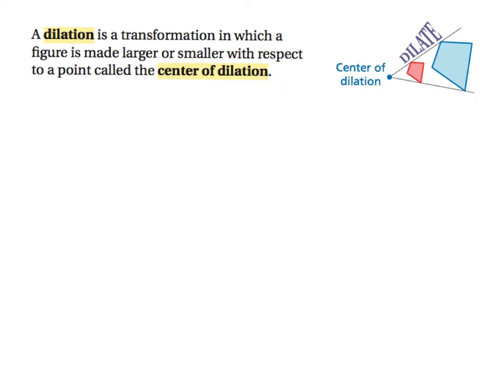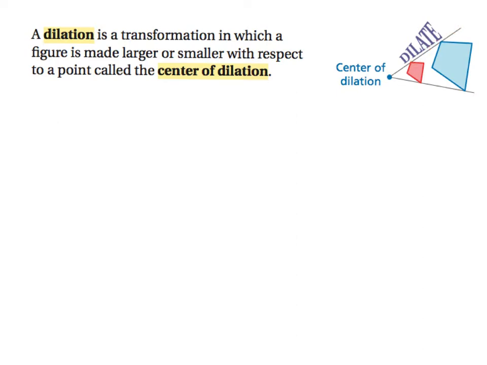Well, a dilation is a transformation in which a figure is made larger or smaller with respect to a point called the center of dilation. This is important to understand here. Now, these are similar figures. They're not congruent. So this is not a rigid motion. Now, the center of dilation.